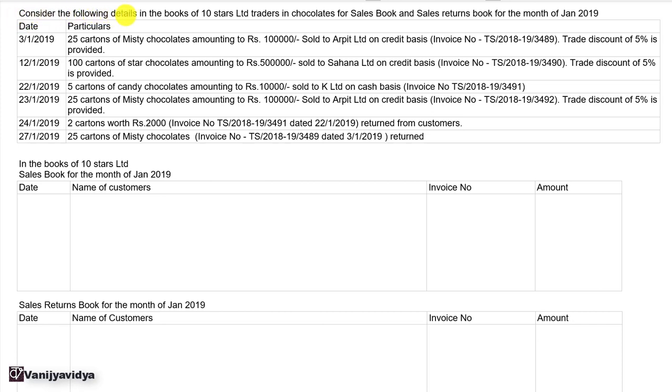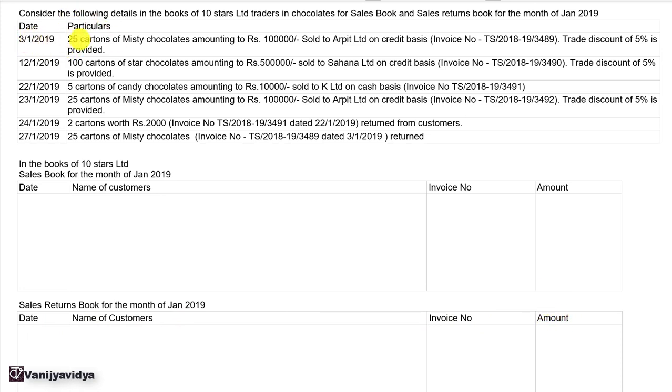So consider the following details in the books of 10 Star Limited, Traders in Chocolate, for sales book and sales return book for the month of Jan 2019. We are given date and particulars. So here we have prepared, in the books of 10 Stars Limited, the sales book for the month of Jan with date, name of the customers, invoice number, amount, and the sales return book for the month of Jan with date, name of the customer, invoice number and amount. Let's begin.